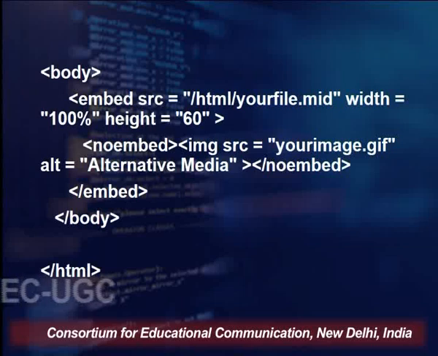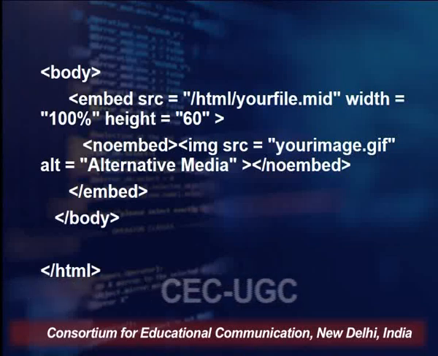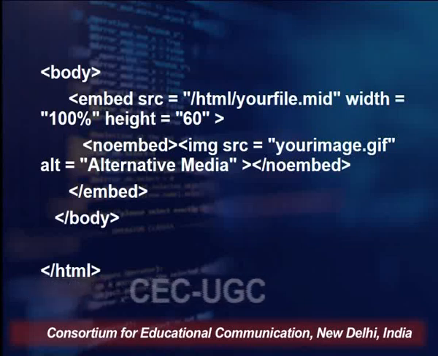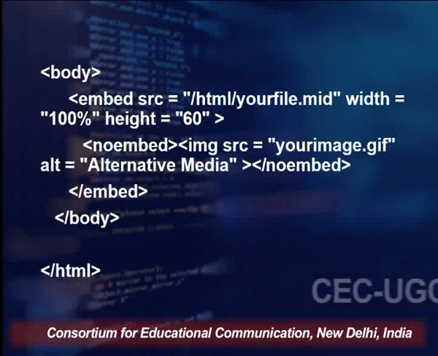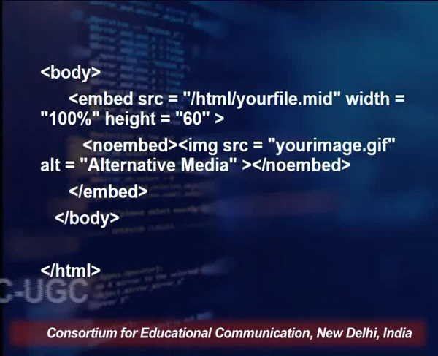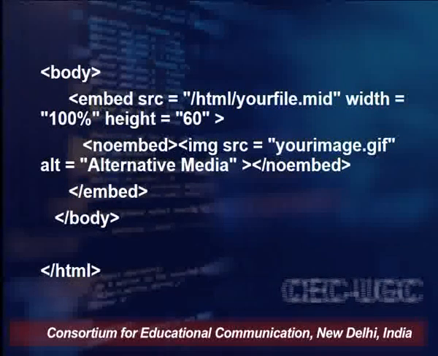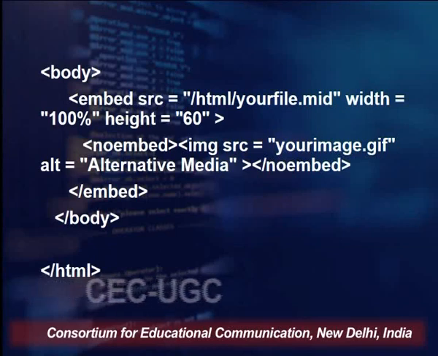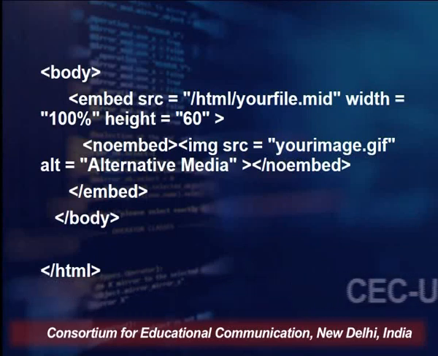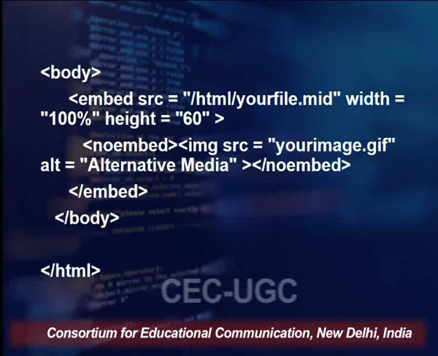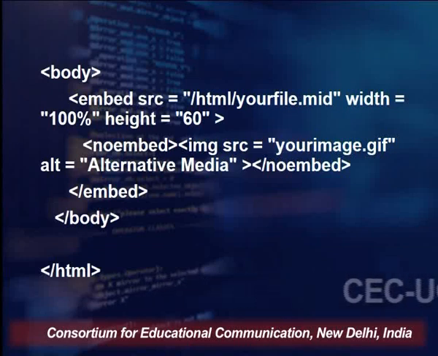Now what if your embed tag is not recognized by browsers? For those situations we have given the noembed tag, in which an image is being displayed, and along with the image there is an alternative text also. And this is enclosed in the noembed tag. So noembed img src equals to the location of your image file, alt equals to alternative media, then closing noembed. And please notice the closure of the embed tag. This complete noembed tag is inside the embed tag.